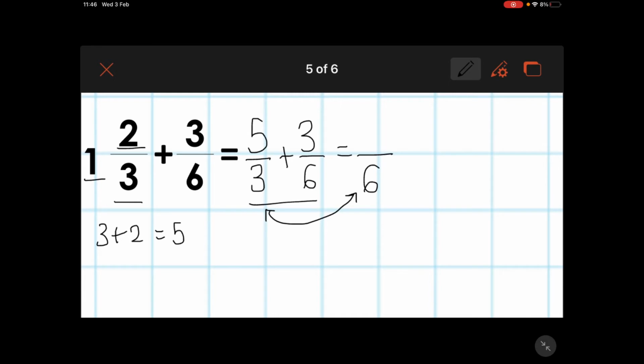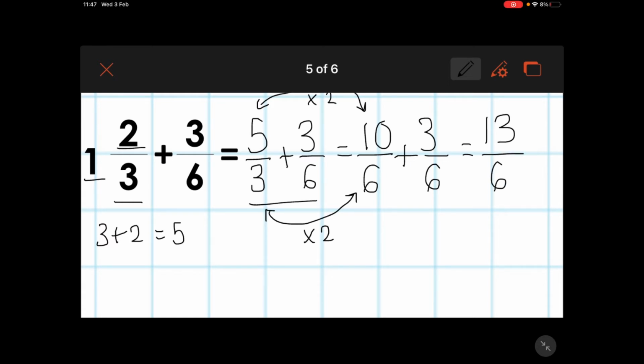What did I do to 3 to get to 6? I multiplied it by 2. Let's go ahead and do the same to the numerator. 5 times 2 is 10. I'm going to copy the second fraction over because you would have already noticed that it already has a denominator of 6. 10 add 3 is 13, and 6 is a denominator.